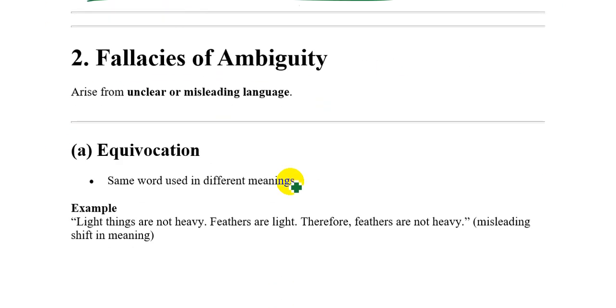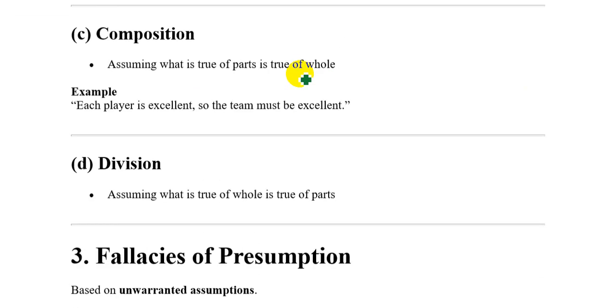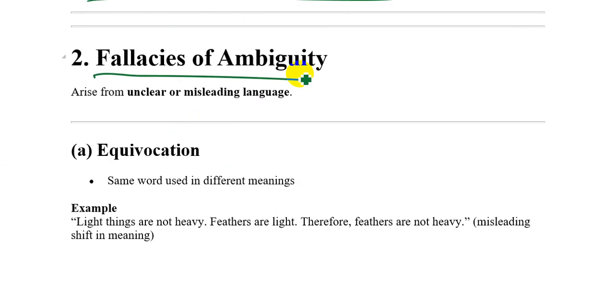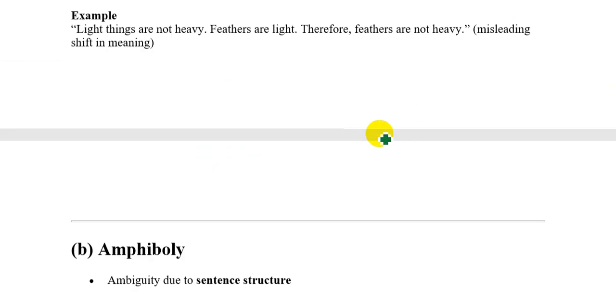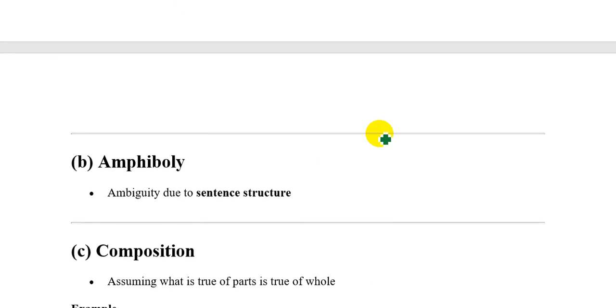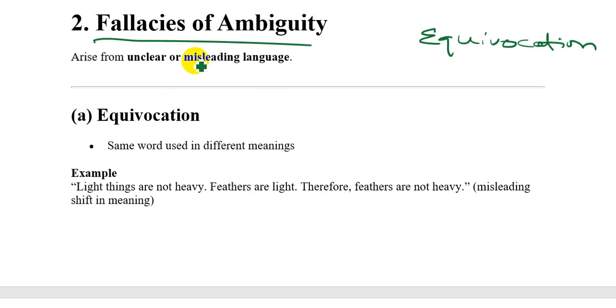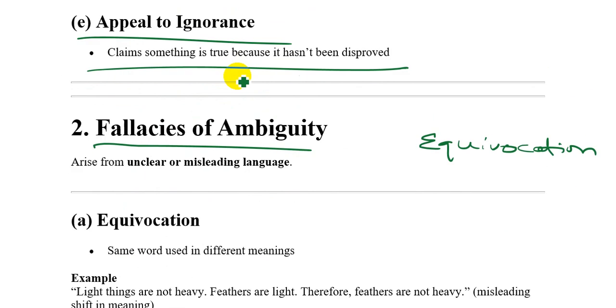Next we'll look at fallacies of ambiguity. Here we have 4 different types of fallacies. One is fallacy of equivocation, then we have fallacy of amphiboly, fallacy of composition, and division. What is ambiguity? It means unclear or misleading language. And relevance means the premises are not relevant to the conclusion. And in that we had a code A, E, I, H, and F.